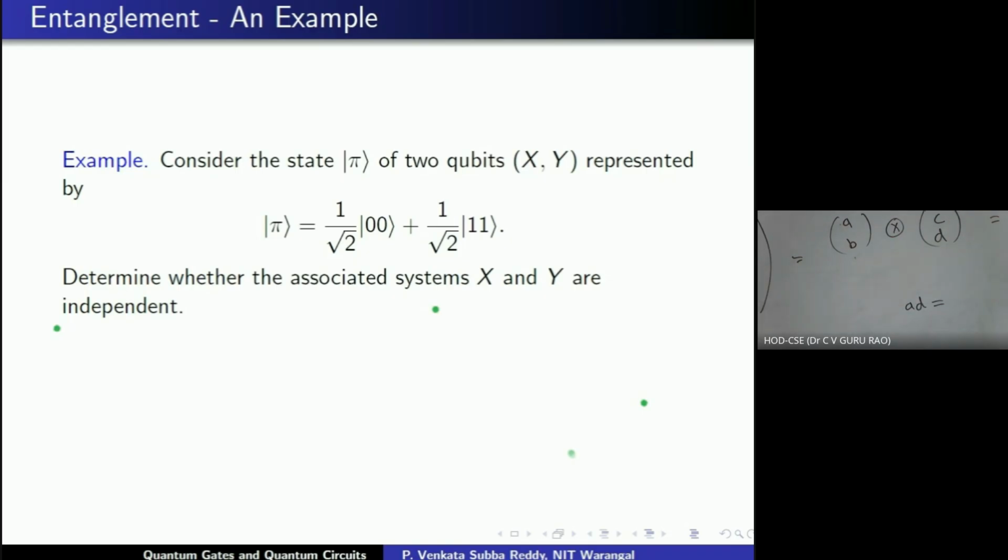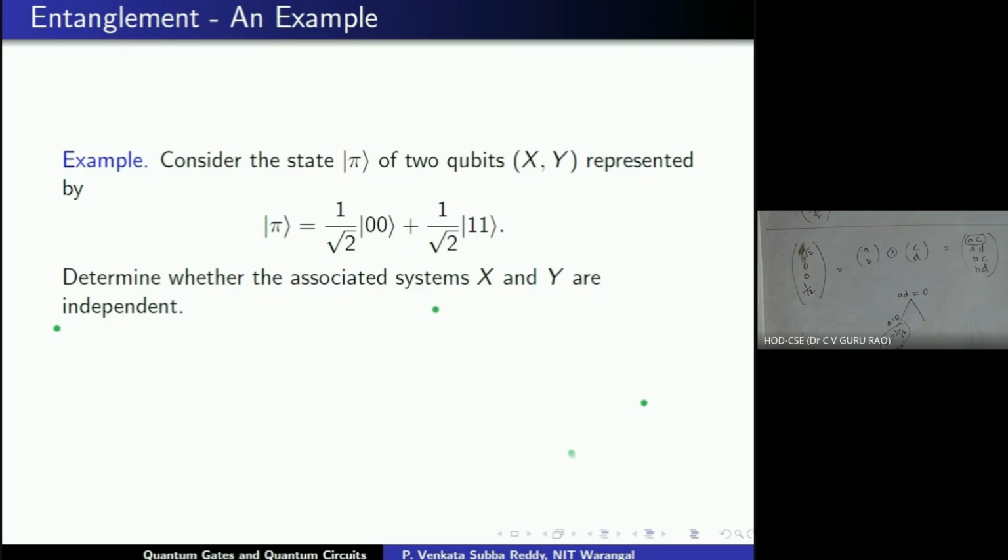What is AD? 0. When does AD become 0? At least any one of them should be 0. Both 0 is also fine, but at least one should be 0. Assume that A equals 0. If A equals 0, AD is 0. But AC should be 1 by root 2 according to this. It is a contradiction or not? If A is 0, AC equal to 1 by root 2 we never get. That means it is not possible. A equal to 0 is not possible.